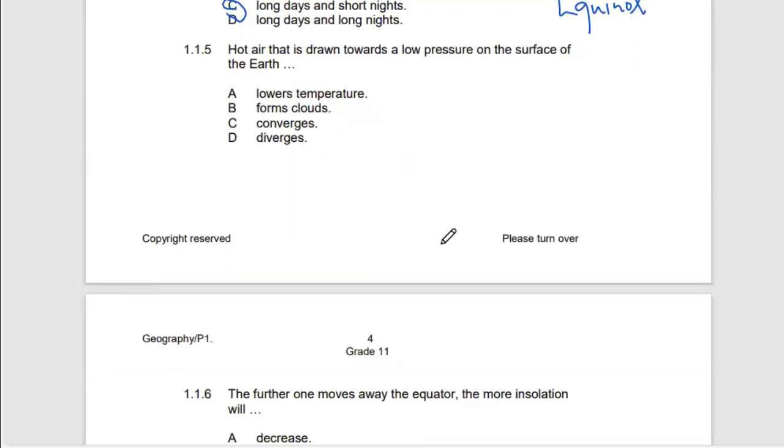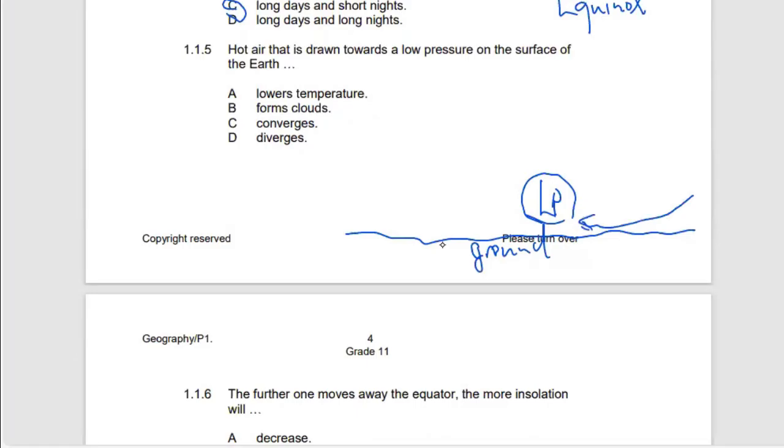Taking us to number 1.1.5. What air is drawn towards a low pressure on the surface of the earth? What happens to warm air? We are saying this is our low pressure cell, and this low pressure cell is just over the ground surface. What is going to happen if we have a low pressure cell here? It means air is drawn from the surrounding high pressure areas because of the pressure gradient. If this area has high pressure and this area also has high pressure, there is now a pressure gradient. The air is driven from high to low pressure through the pressure gradient force.